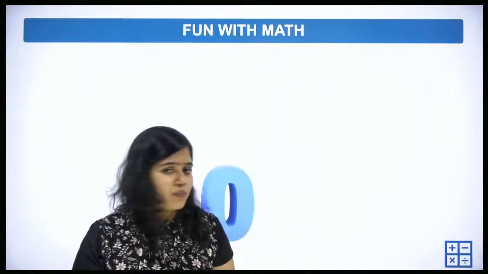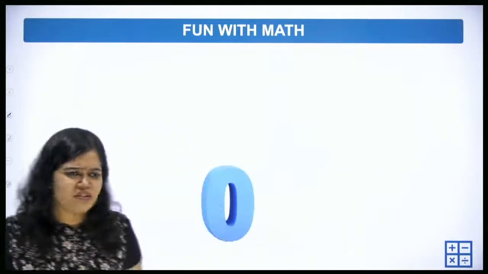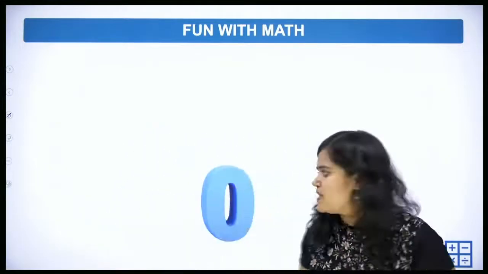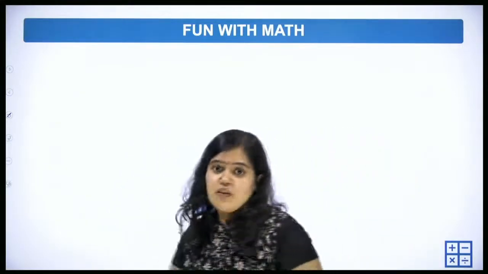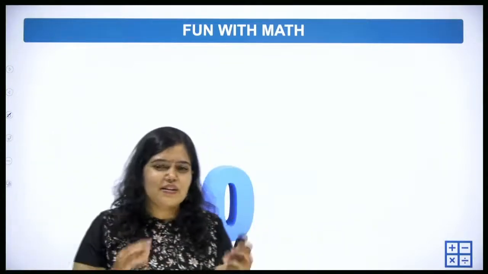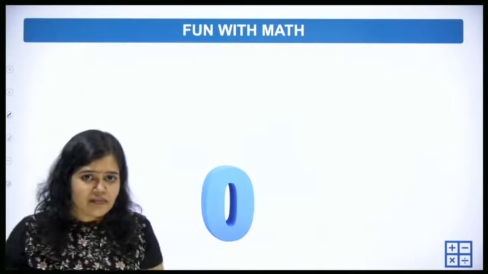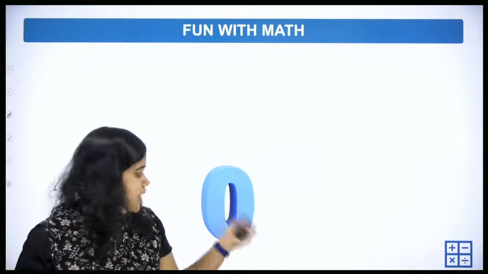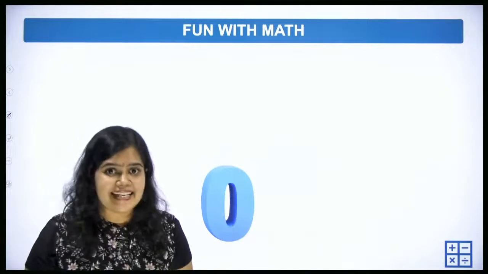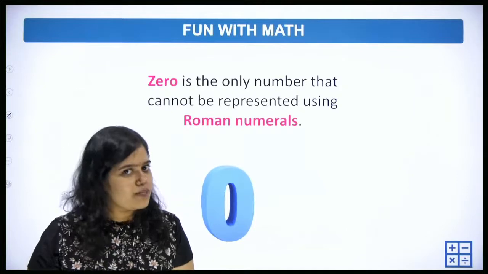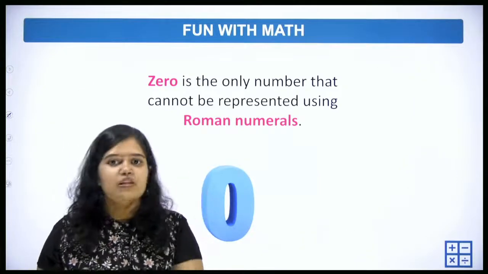So one last interesting fact on 0. What is that about 0? 0 is very special to us. It was invented by Indians. So 0 has no value if it is on the left. 0 has a value if it is on the right. 0 is very special. It is neither prime nor composite. Several things to it. And there is one more specialty of 0. That is, 0 is the only number that cannot be represented using Roman numerals.